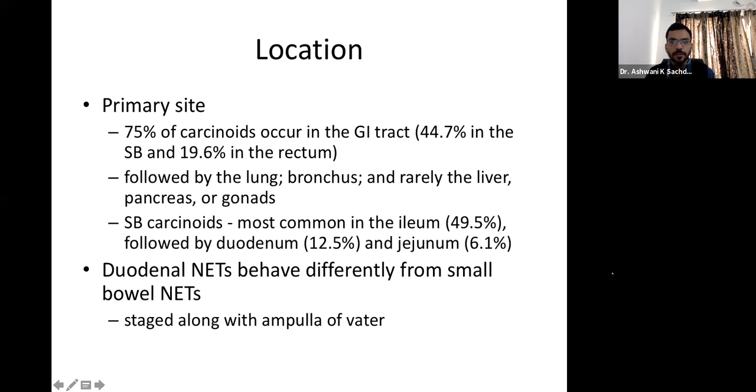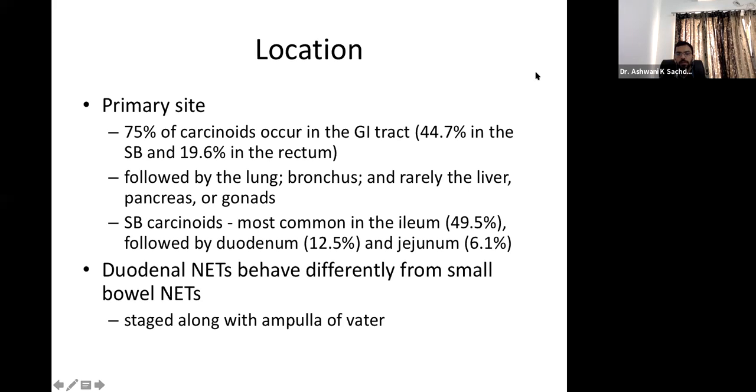Okay. So primary location, 75% of the carcinoid, they occur in the GI tract, and 44% in the small bowel, 19% in the rectum. Among less common are the lung, bronchus, and even lesser common are liver, pancreas, and gonad. And among the small bowel carcinoid, the most common location is in the ileum, which account 49%, and followed by duodenum and jejunum.